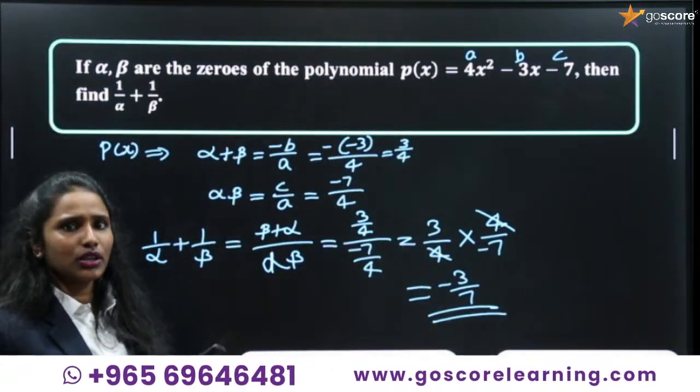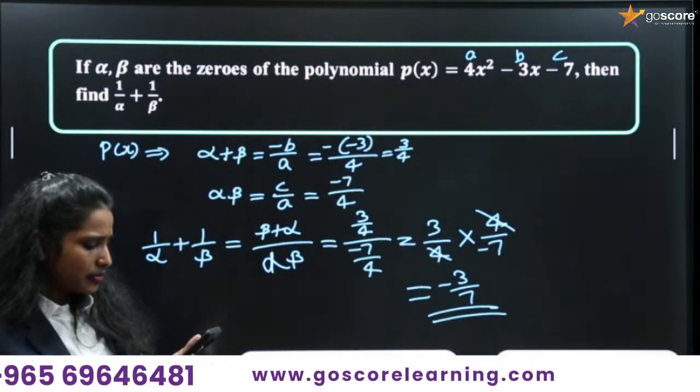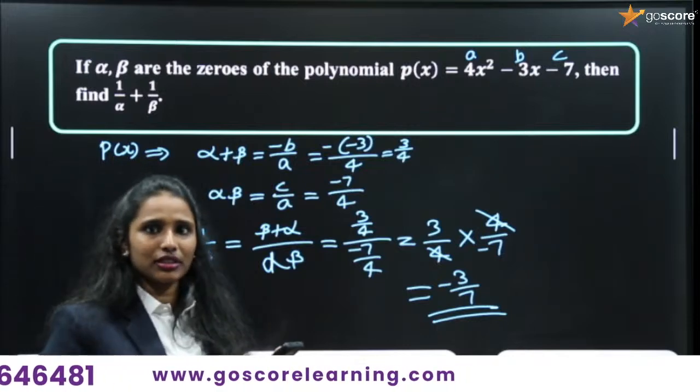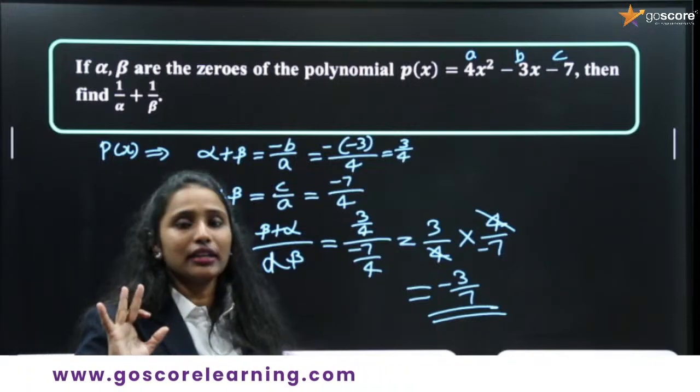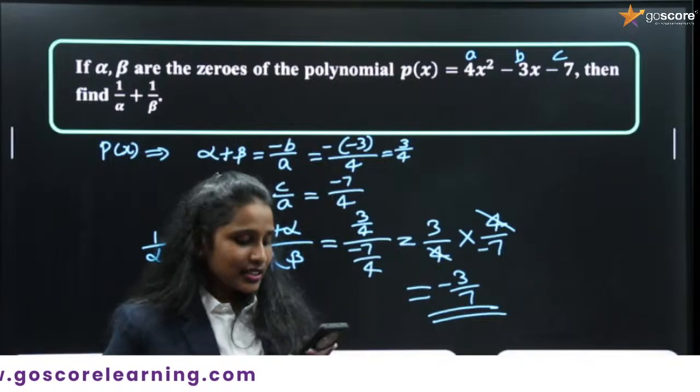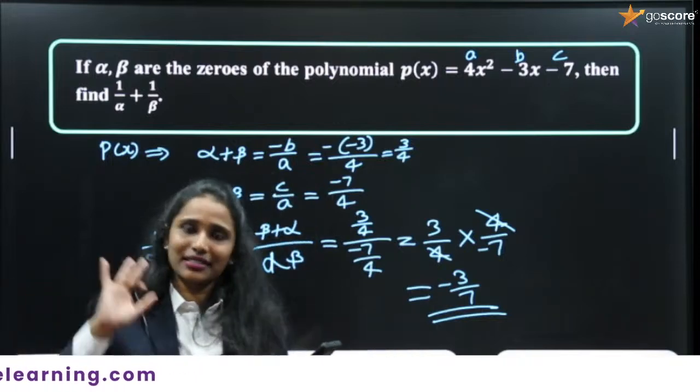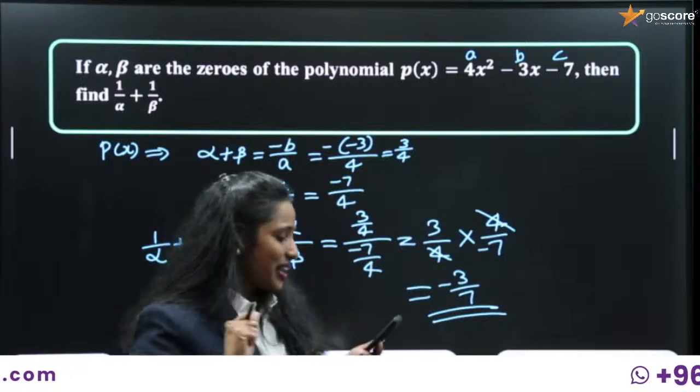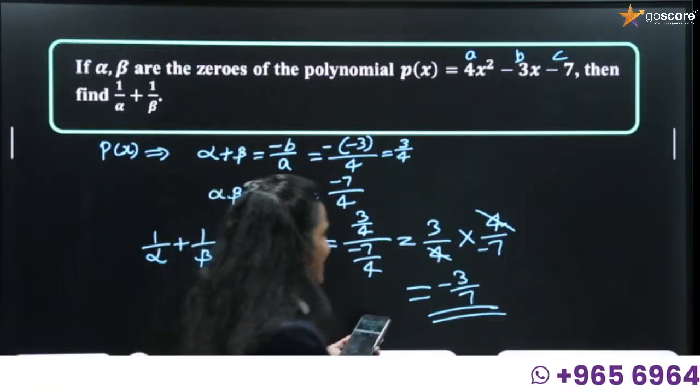Okay, you got the answer? You got it? Abel, you got it? Abel is continually giving the answers. He's not caring if it is wrong or right. He's supporting me. Thank you. Now next, minus 3 by 7.